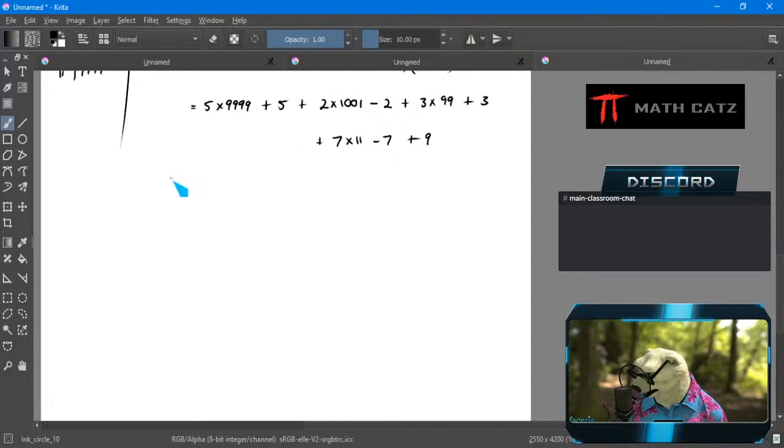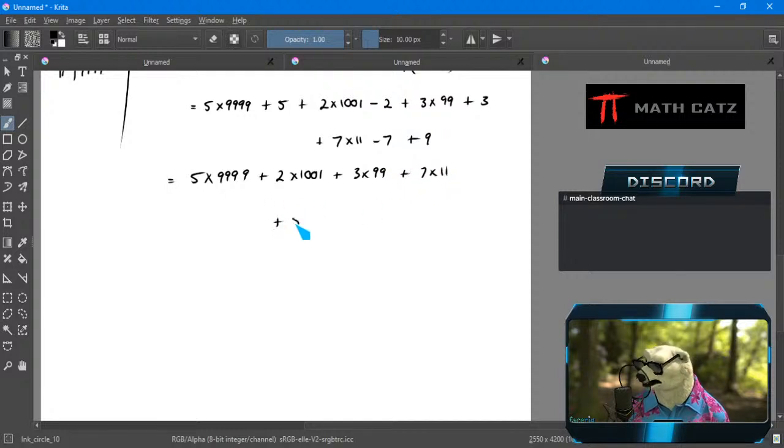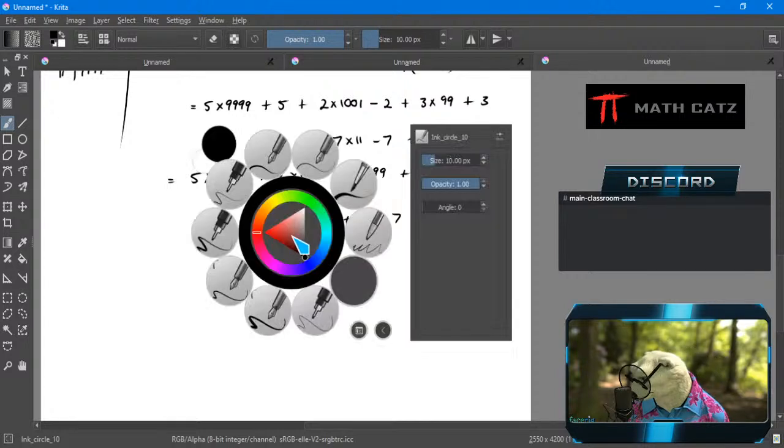Now I'm just going to regroup. All the messy ones will go together. 2 times 1,001, 3 times 99, 7 times 11, and then everything else. 5 minus 2 plus 3 minus 7 plus 9, and so on. So I have these two groups. Actually, let's do some color. Let's get some color in here.